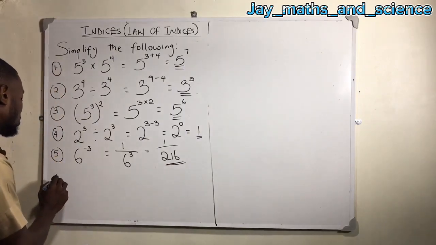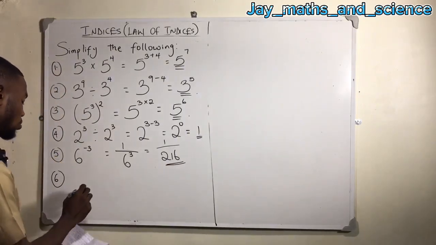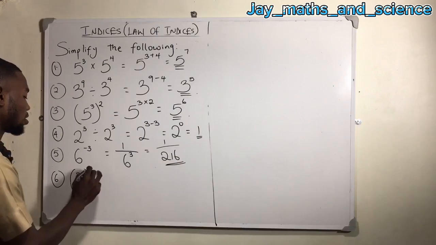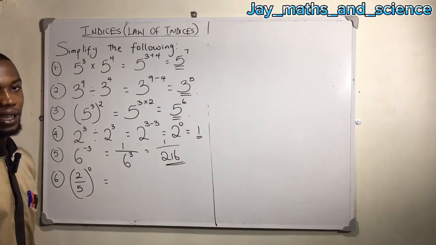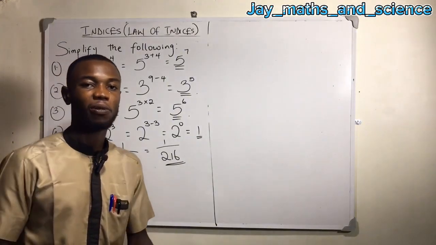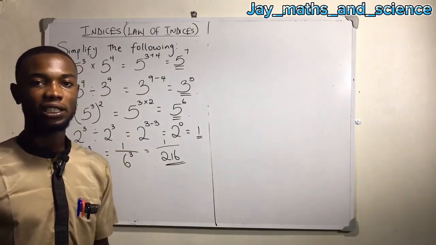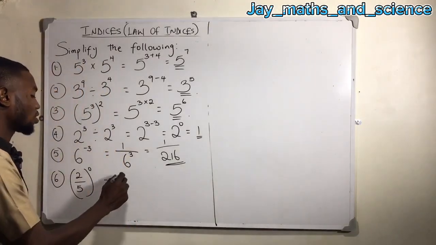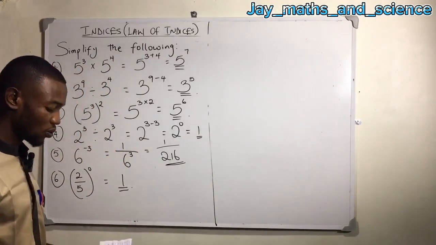So the sixth one is if we have 2 over 5, all raised to the power of 0. In indices, I told you already, anything raised to the power of 0, either an alphabet or a number, is always 1. So for this, we have it to be 1. Please take note of that.